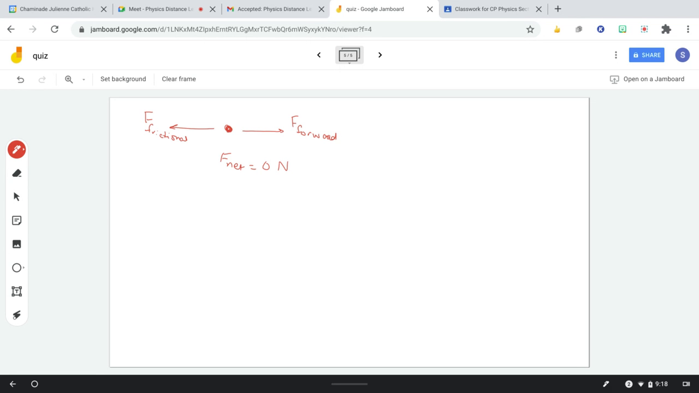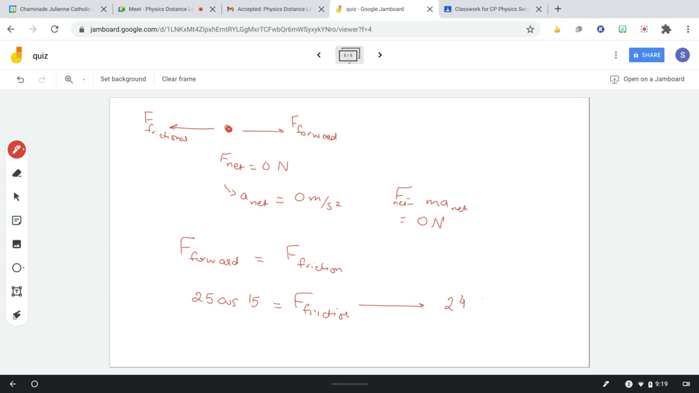So in this case, if you're moving at a constant speed, that means your a net is equal to 0 meters per second squared. And since F is equal to ma, your F net is going to be equal to 0 newtons as well. And that means your F forward is equal to F friction. And that's going to be equal to 25 cosine 15. And that's your frictional force, which equals, what is 25 cosine 15? 24.15 newtons. So that was the answer to part D.